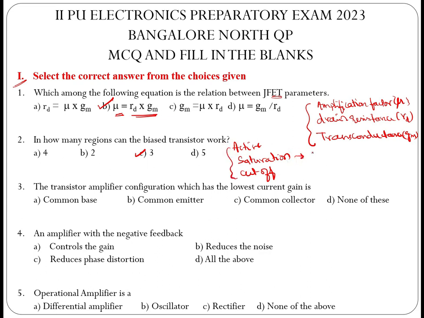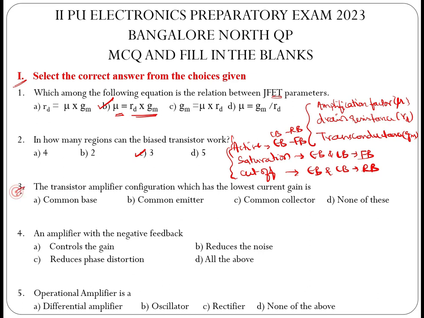In saturation region, both emitter base and collector base junctions are forward biased. In cutoff region, emitter base and collector base junctions both are reverse biased. In active region, emitter base is forward biased, collector base is reverse biased. So this can also be asked as one of the MCQs in any paper.